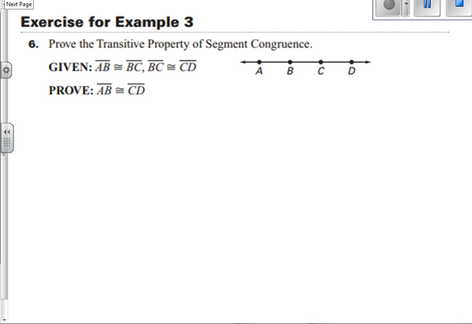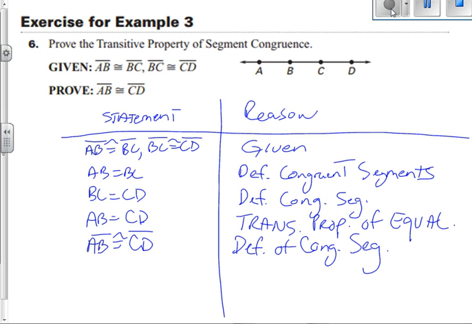So we're going to stop right here. I want you to pause the video. I want you to work through this. You have to prove the transitive property of segment congruence, which is very similar to the angle congruence. And then once you're finished, just start the video back up. Okay, so let's review what you have.